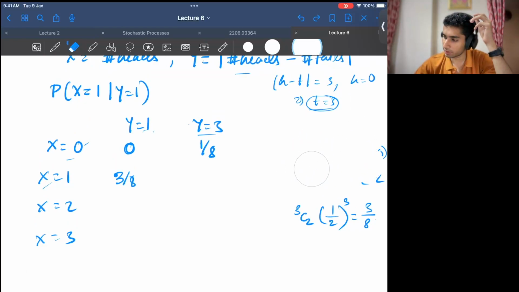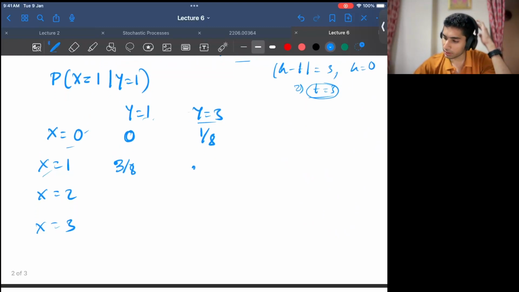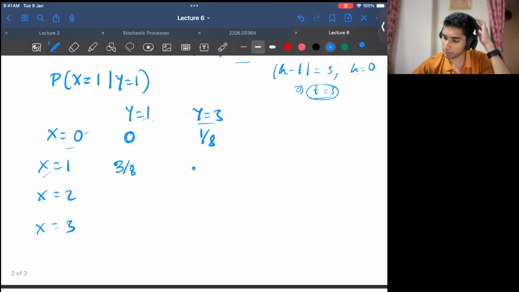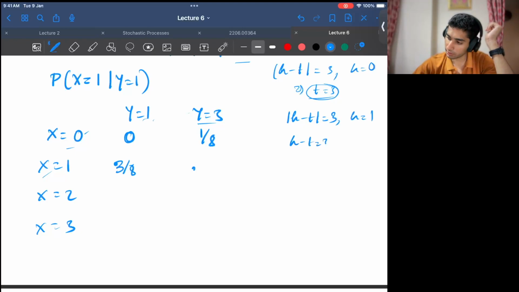Similarly, I will just erase this and rewrite for the next case. When is this situation possible? |h minus t| is equal to 3 and h is equal to 1. So if this modulus opens up as positive, then h minus t will be equal to 3. And since h is equal to 1, this implies t is equal to minus 2. That is not possible, right? So this case is not possible.